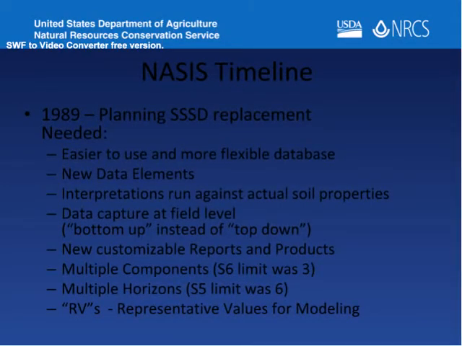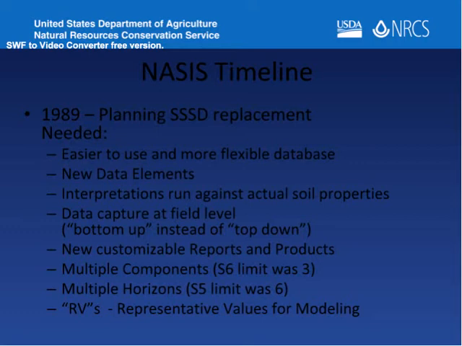Okay, we progressed from the before 1972 time to 72 to 85, where we were using Soils 5s and Soils 6s. In 85 we began using the 3SD database. Now in 1989 we began looking at what is the next phase of the soil databases. And one of the reasons why we were looking at this is because we wanted a more flexible database. We wanted something that was easier to use than what we had now. We wanted to be able to add new data elements when we needed them. We wanted to be able to have the interpretation run off the actual soil properties. Prior to this, everything was generated out of a rating guide and then manually entered. We wanted to be able to capture all of our data at the field level.